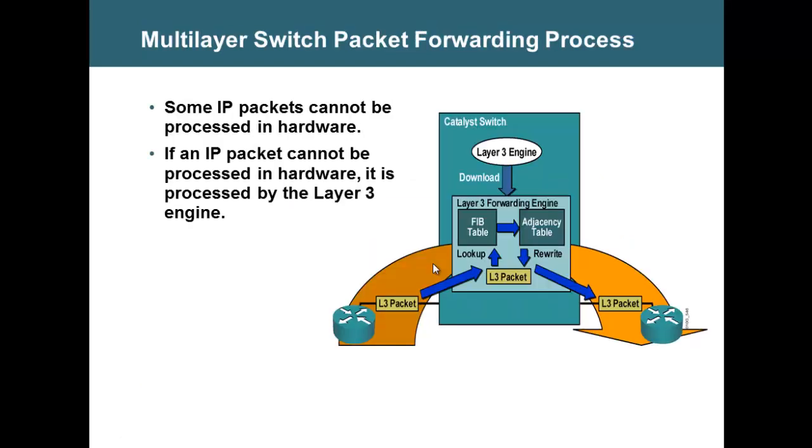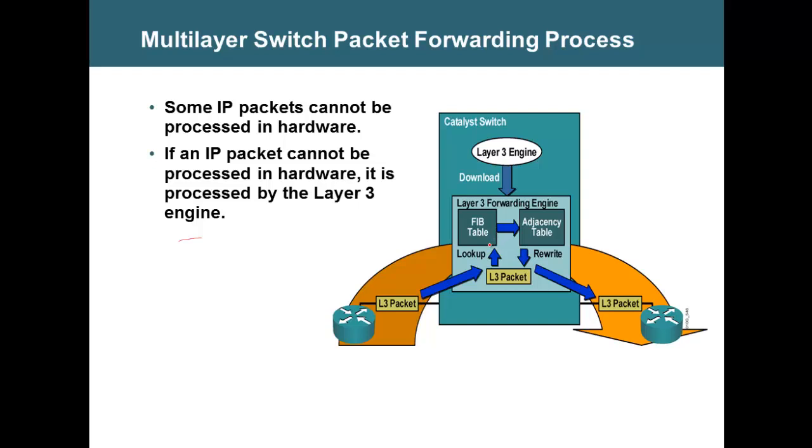So that's what you also see here. Some IP packets cannot be processed in hardware. If the IP packets cannot be processed in hardware, they are processed by the layer 3 engine. So okay, this is a different thing. What it says is, in case CEF doesn't have any information, only then the packet will go through the control plane. What we saw is CEF is downloading the routing information, the control plane decision, into the data plane.